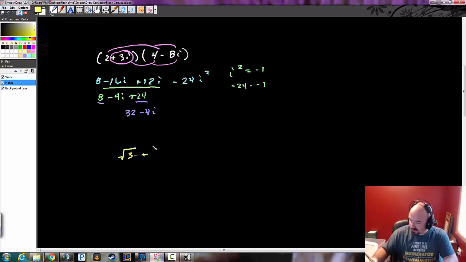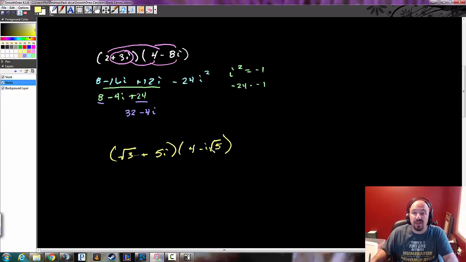They can't do radicals. So we have, say, square root of 3 plus 5i, and we want to multiply that by 4 minus i root 5. Whenever you have a radical, it's fairly common to put the i in front. That way it doesn't look like the i is inside the square root. If i goes inside the square root, we get a whole different ball of wax going on. It no longer becomes somewhat simple.